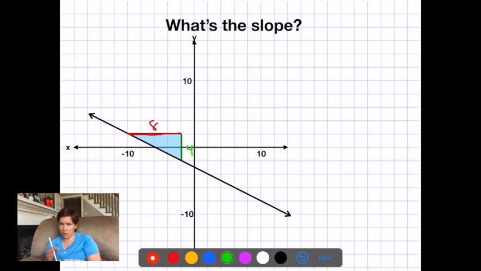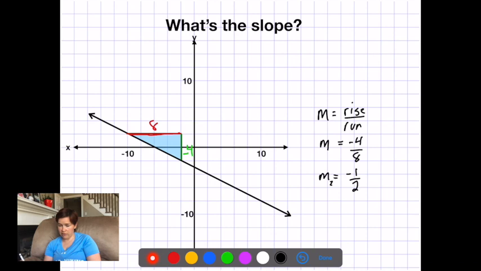Okay, now we got to think about our signs. Run, we're always going to go left to right, so that stays fine. The rise, we're going up or down as we go from left to right. We are going down, so the rise is actually -4 in this case. So then, again, slope equals rise over run. Slope equals -4 over 8. -4 divided by 8 is -1/2.